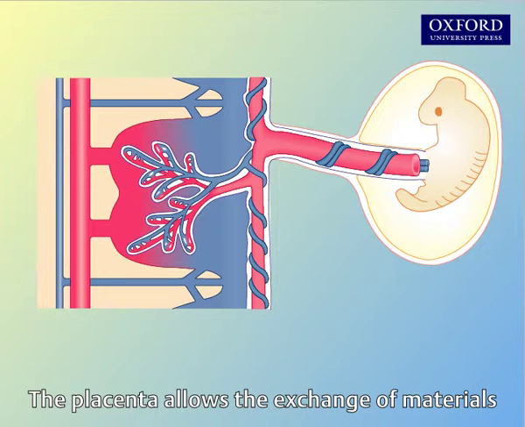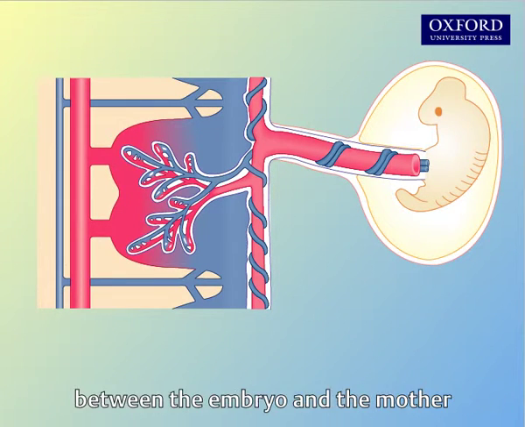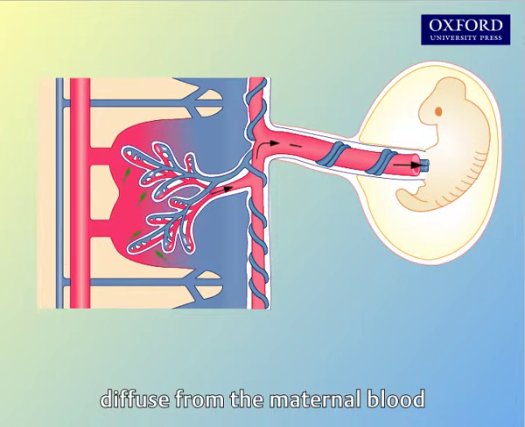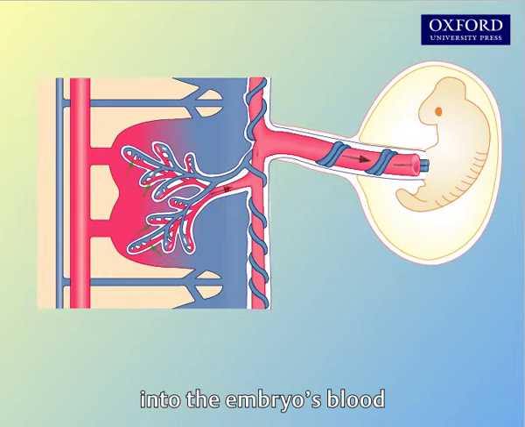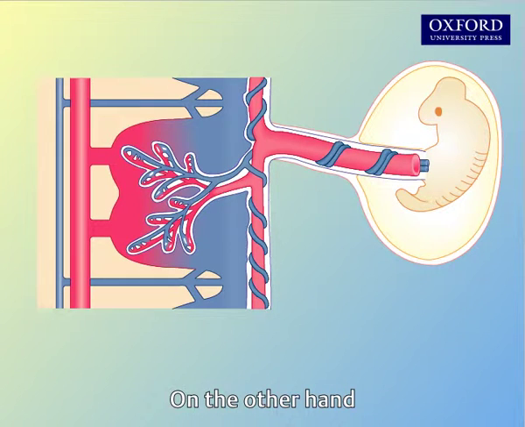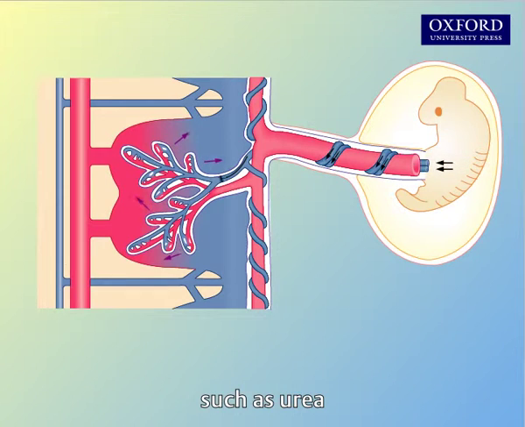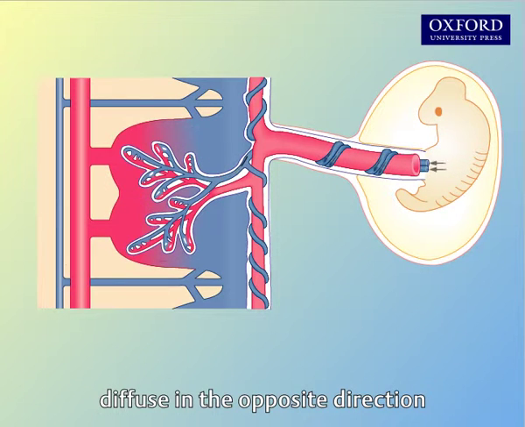The placenta allows the exchange of materials between the embryo and the mother. Nutrients, oxygen, and antibodies diffuse from the maternal blood into the embryo's blood. On the other hand, carbon dioxide and other metabolic waste, such as urea, diffuse in the opposite direction.